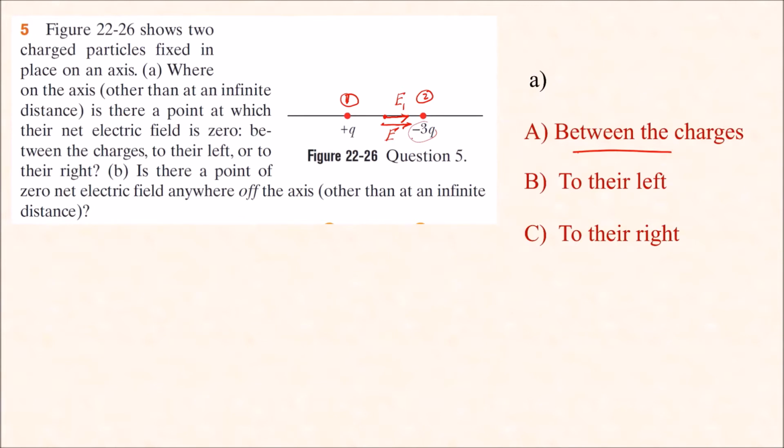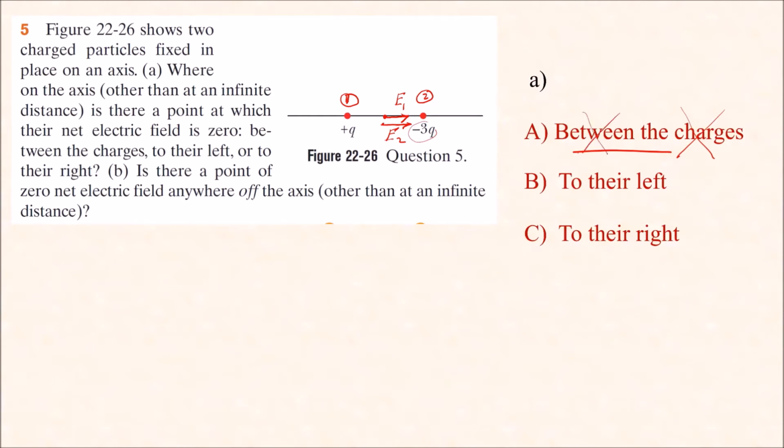So you see that at any point in between, these two electric fields are in the same direction. So no matter what magnitude they are, they don't cancel each other. There will always be some electric field at any point in between. So they cannot cancel each other in between. So this answer is wrong. Okay? This answer is wrong because of that.